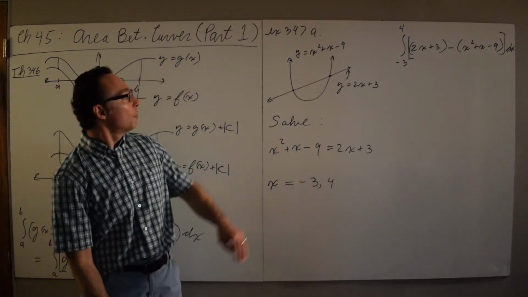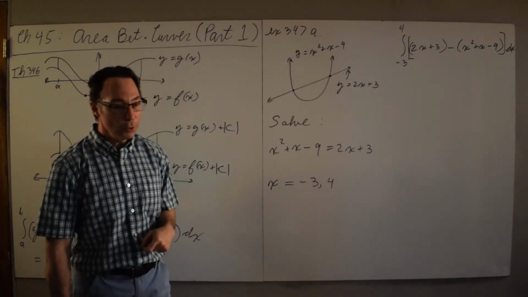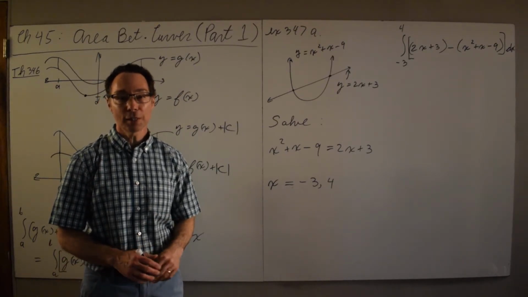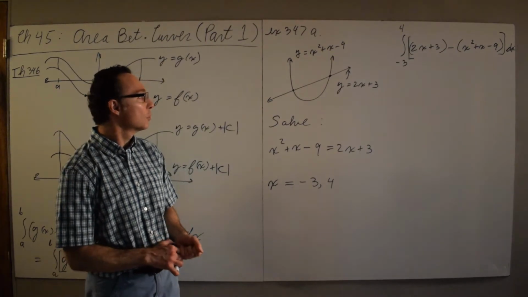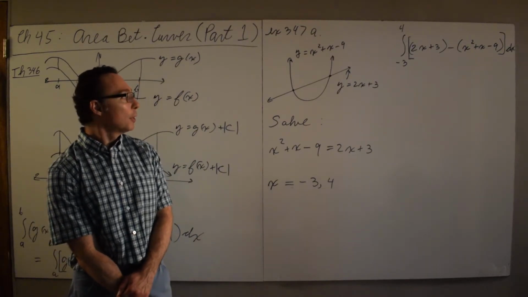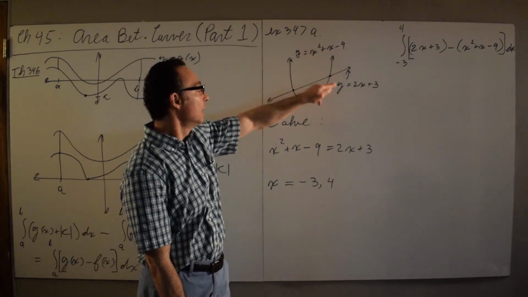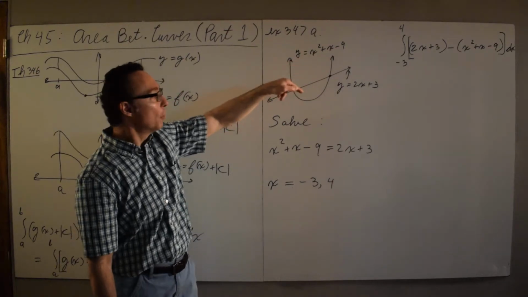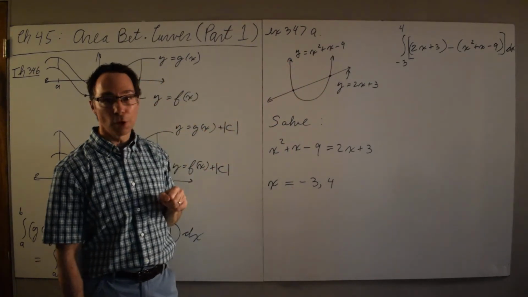So our first example, Example 3.4.7, part A, we're going to use Theorem 3.4.6. Now the thing about Theorem 3.4.6 is we have to know which function is the larger function and which one's the smaller function. So we want to find the area of the region bounded by the parabola y equals x squared plus x minus 9 and the line 2x plus 3. This parabola opens upward, and this line has positive slope.